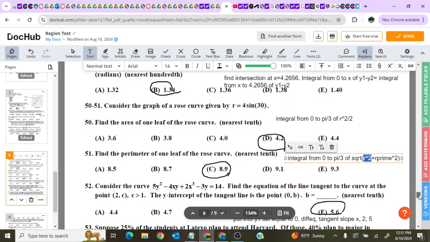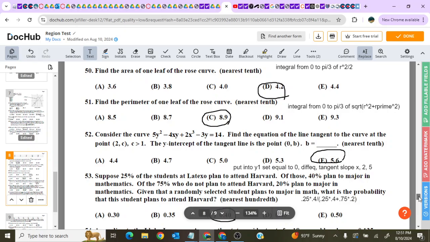52, consider this curve. Find the equation of the line tangent to the curve at the point 2, c. C is greater than 1. The y-intercept of the tangent line is the point 0, b. What is b? So what you're going to do is we have another program for this. 5y squared minus 4xy plus 2x cubed minus 3y minus 14. Put that into y1. And then go to diff EQ again.